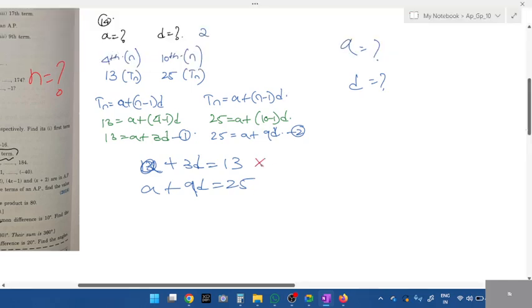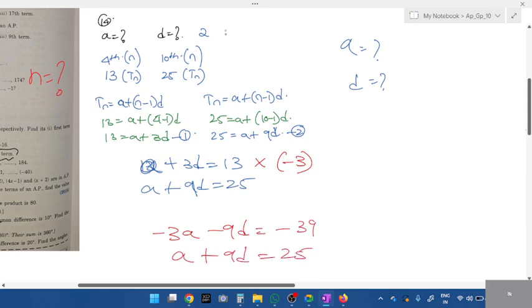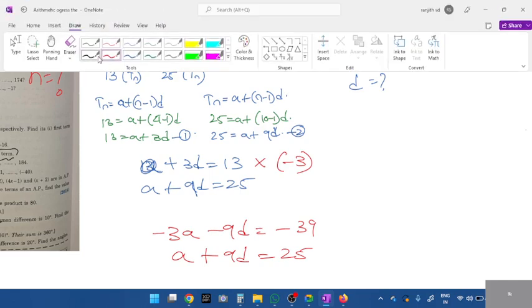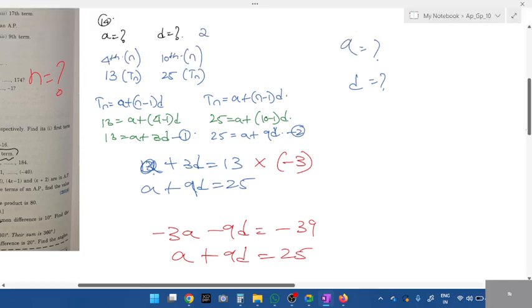So multiply into what? 3 or minus 3. You have to eliminate any one. Any one should be negative. So let me multiply by minus 3. What do you get? Minus 3a minus 9d is equal to minus 39. a plus 9d is equal to 25. Think about that, students. You have to eliminate. Any one should be negative. Okay, just don't blindly multiply with 3. Okay, you can multiply with 3 as well.